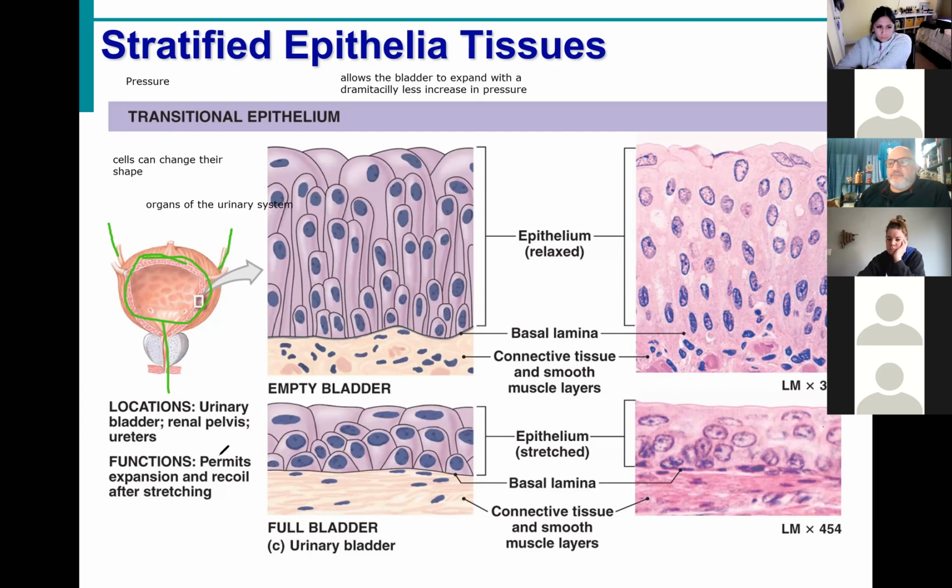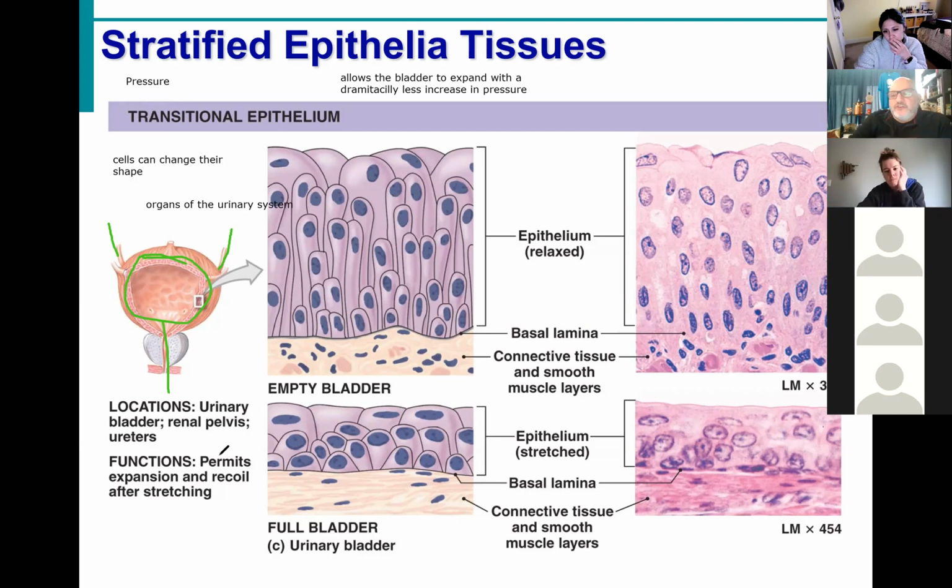Where else do we have something that needs to expand to the size of a basketball and might be nice to be able to accommodate pressure? Uterus. Yeah, the uterus, right? Absolutely. The uterus would be a great example of where that would be, but it's not there. I don't have a good answer for why.